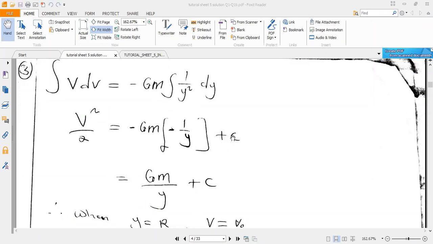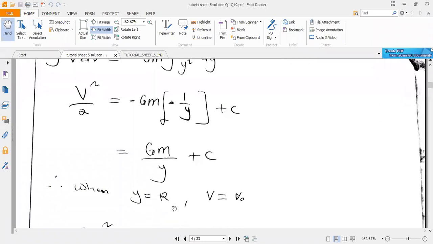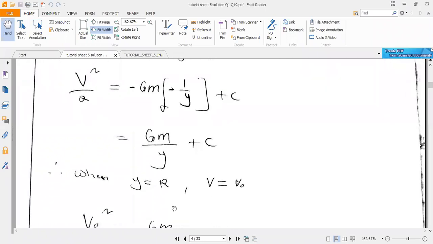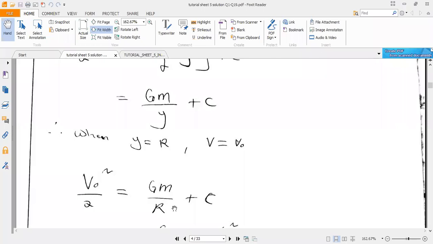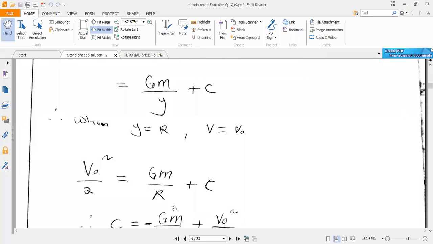plus the constant c. And that is the part I was explaining: when you subtract the constant on this side from the constant on this side, you still get one constant, which is this c that we found. And then the negative and the negative will multiply. Then this is now positive gm over y plus c. When y is equal to r and b is equal to b naught, you can rightly say this is now b naught squared over 2, which is equal to gm over r plus c.